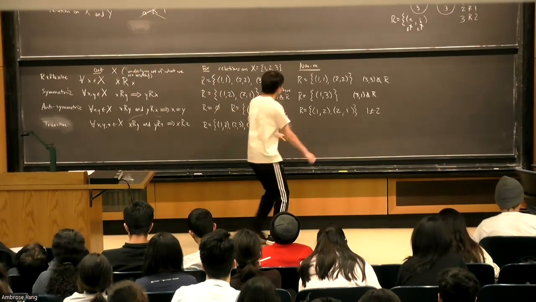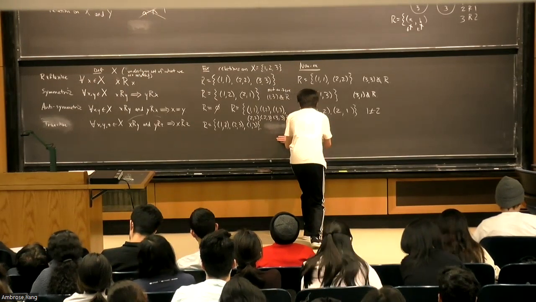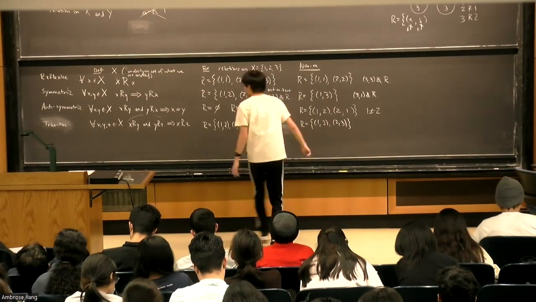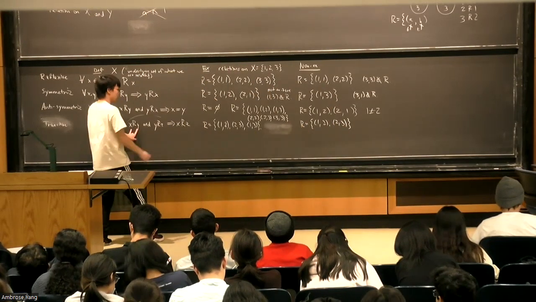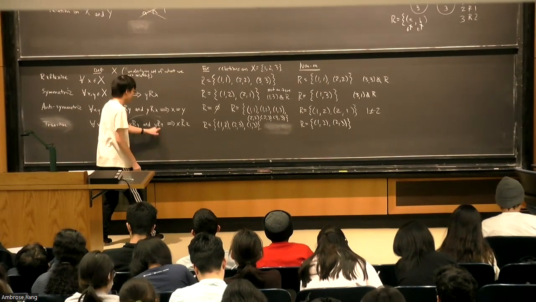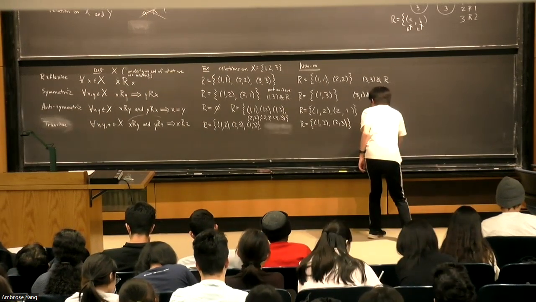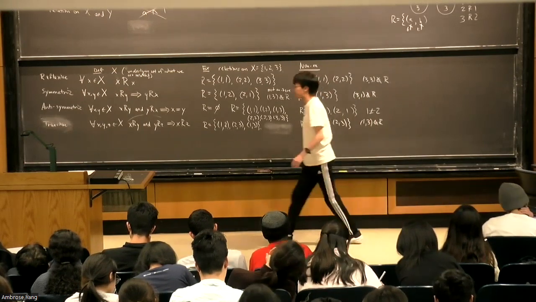Here, I also want to give you a non-example. Just say 1, 2, 2, 3. Right, in this case, 1 R 2, 1 is related to 2, 2 is related to 3, but 1, 3 is not inside the relation, 1 is not related to 3.